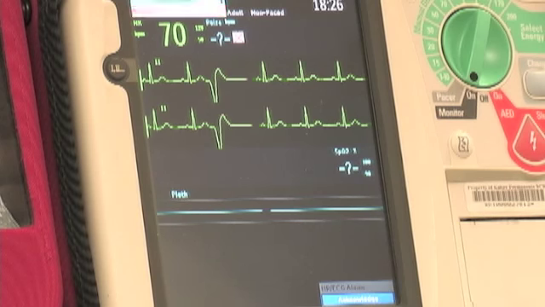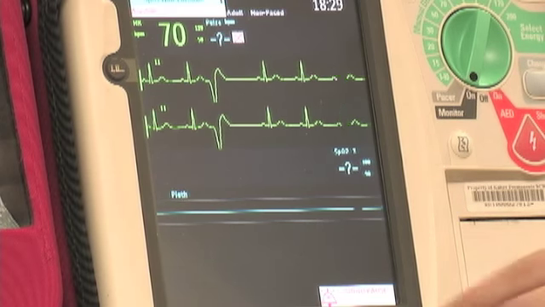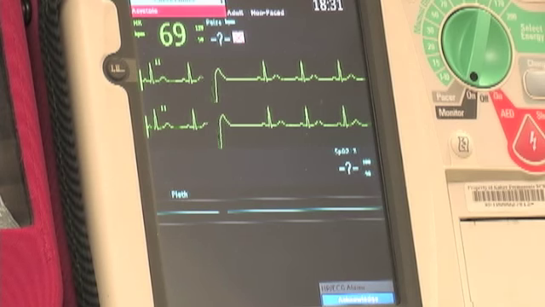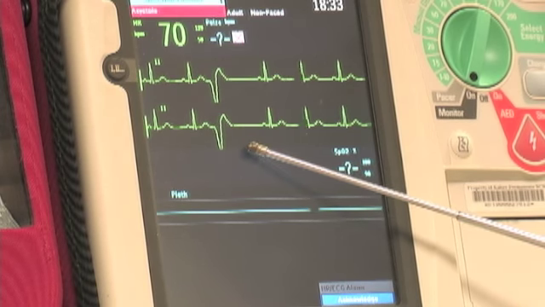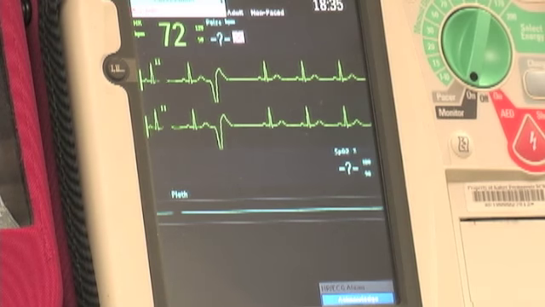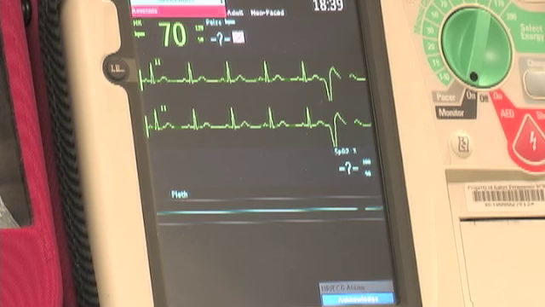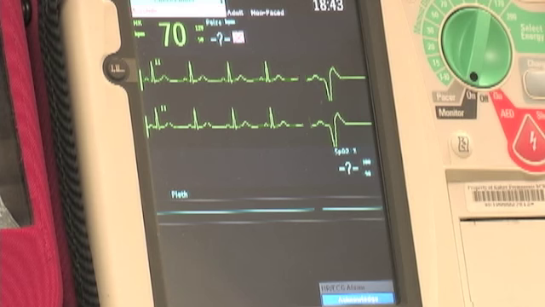As opposed to this one, so there we go with that wide complex rhythm that's popped in there. So this is a wide complex ventricular origin extra beat, or a PVC. So this is a normal sinus rhythm showing a PVC.